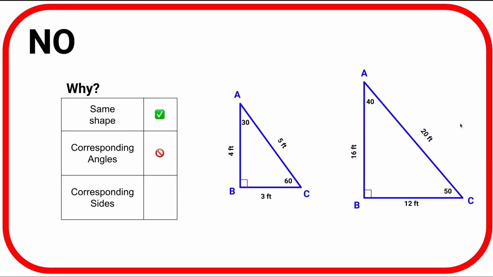If you answered no, you are correct. Because if you notice, the 2 shapes are triangles, but once we get into the corresponding angles, just looking at the first set of angles and angle A, they are not equal, letting us know that these 2 figures are not similar.